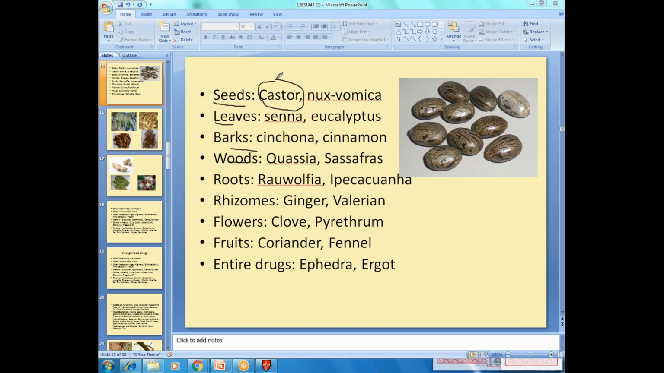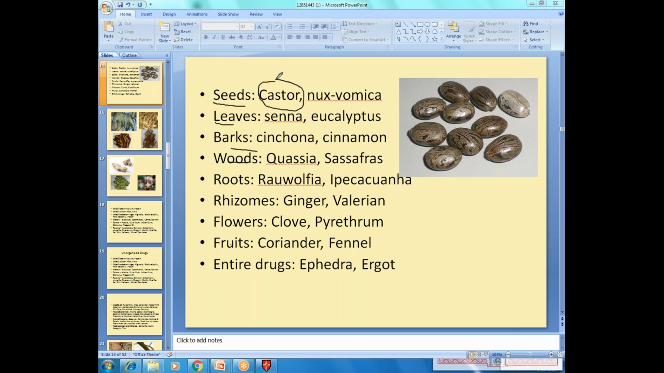And flowers, you can see the clove is a flower bud. One more is pyrethrum. Fruits: coriander, fennel. We always say coriander bija, or seed, but it is not a seed, it comes under fruit, which you have to remember. Coriander and fennel are the fruits. Here one more classification, entire drugs. In entire drugs we use the overall ephedra. Ephedra is a plant where you use the full plant.